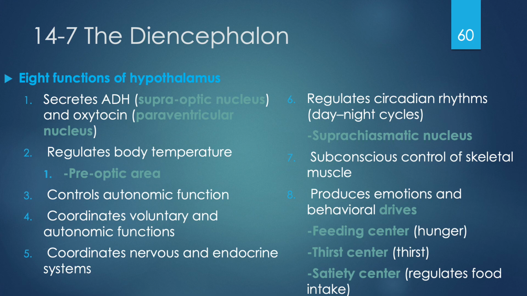The hypothalamus also regulates our circadian rhythms, which is our day-night cycle, and it does that by the suprachiasmatic nucleus, and also has some conscious control of our skeletal muscle. So that's not when we go to reach for a cup of coffee, that's just the fact that we're sitting up and we kind of lean to one side, and you're not really thinking about how you're leaning to one side on the armrest. It's that sort of thing. It also helps us to produce emotions and behavioral drives through our feeding center, so that's our drive for hunger, or our thirst center, which is our drive for thirst, and our satiety center, which regulates our food intake.